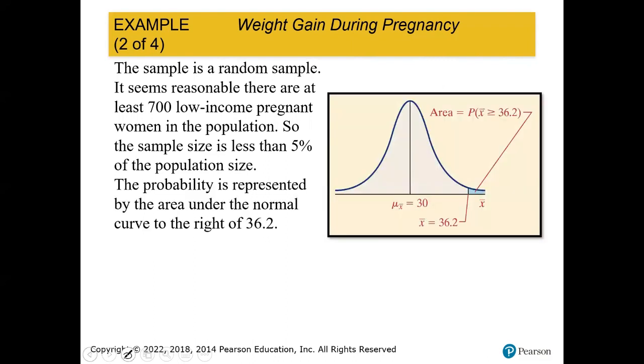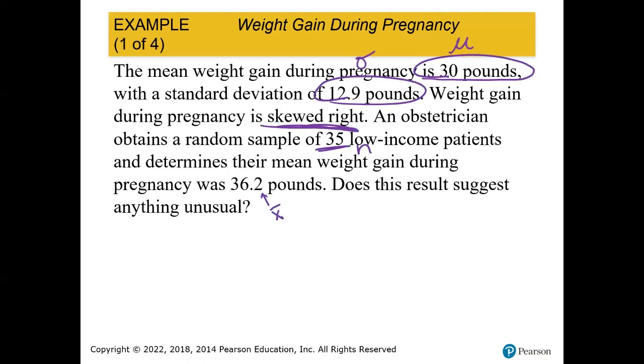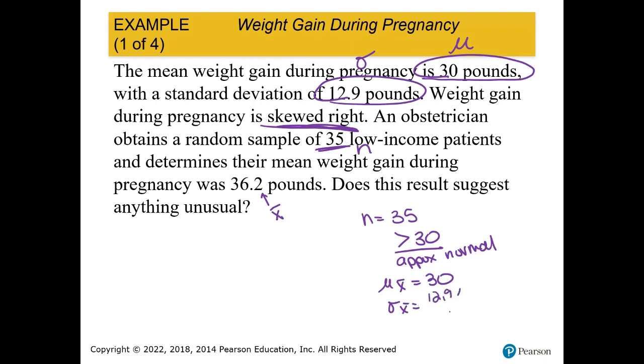And then we're going to go to our probability here. The reason we can go to the probability is because our sample is 35, which is greater than 30. So we can say we will be approximately normal. Approximately normal with a mean of 30 and a standard deviation. We're going to take 12.9 divided by the square root of 35. And just open your calculator. 12.9 divided by the square root of 35 gives me about 2.1805.